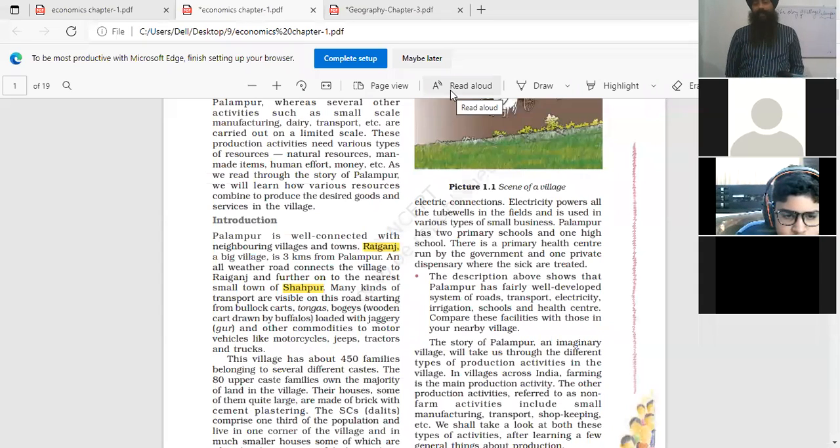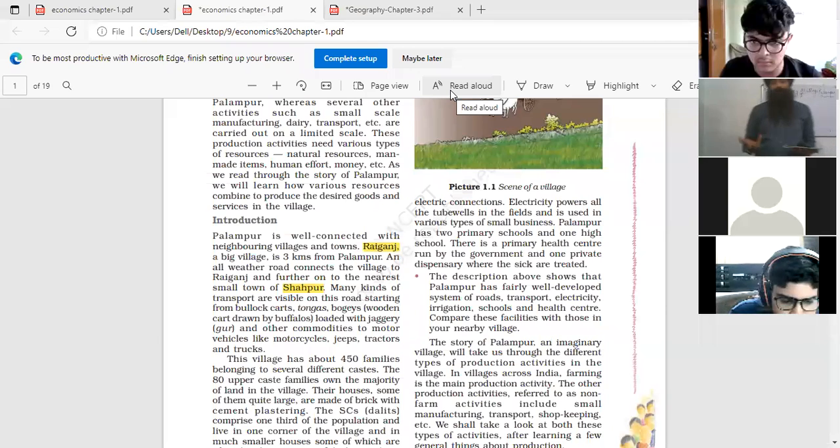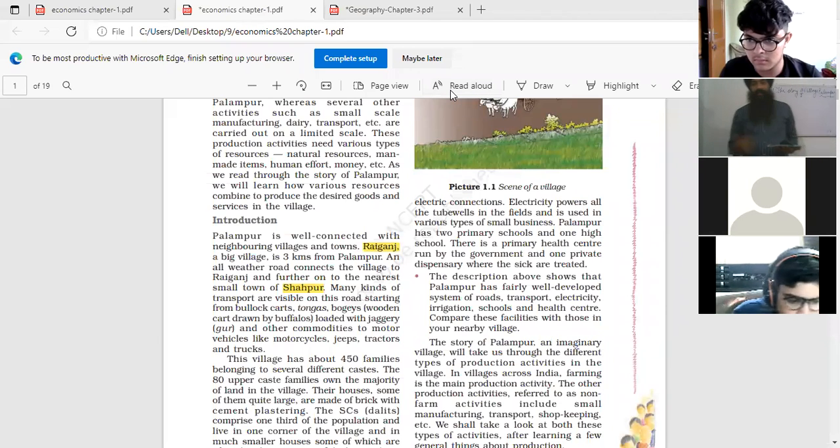It became developed in the sense that its economic conditions improved and the level of poverty was reduced. Poverty means what? When a person is unable to fulfil their basic necessities, it is poverty. Clear? It is known as poverty.